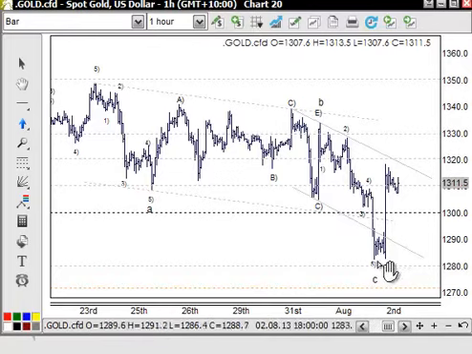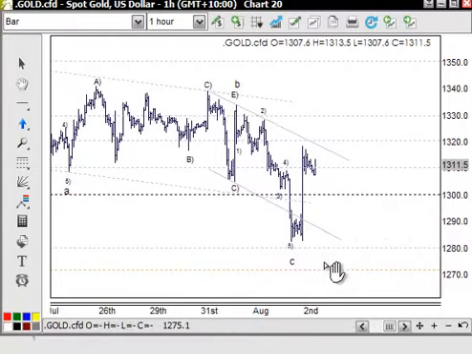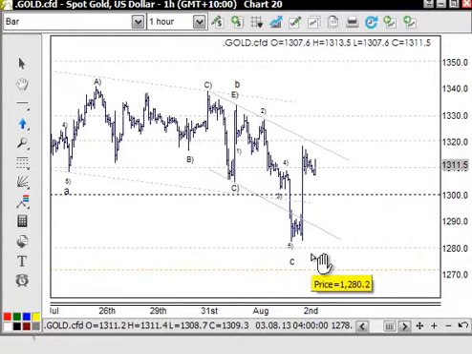So even if this is 5 waves up here, it would still need a corrective ABC correction. So let's just give it a little bit more time to resolve itself. But it has got a bullish bias, even though it's dropped lower, but we just need to see it unfold a little bit further so we can get a better grip on it.